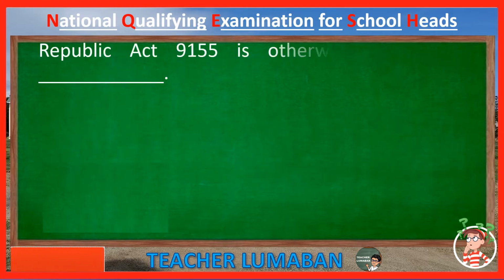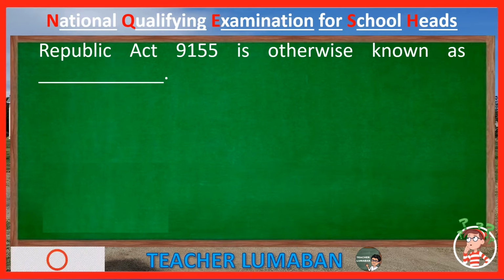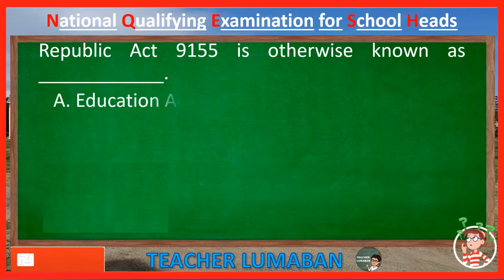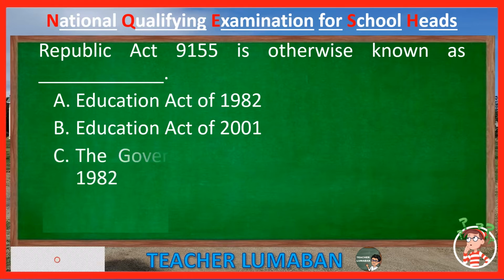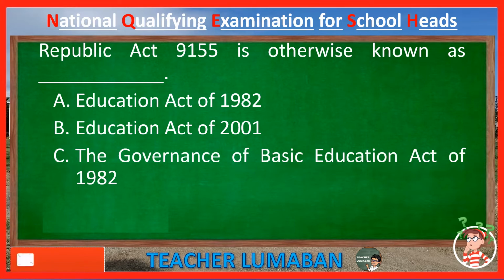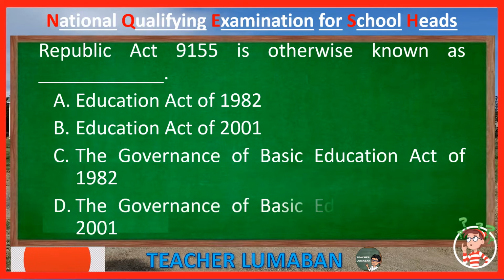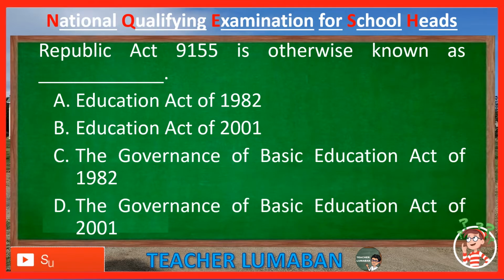Republic Act 9155 is otherwise known as blank. Letter A, Education Act of 1982. Letter B, Education Act of 2001. Letter C, the Governance of Basic Education Act of 1982. Letter D, the Governance of Basic Education Act of 2001.